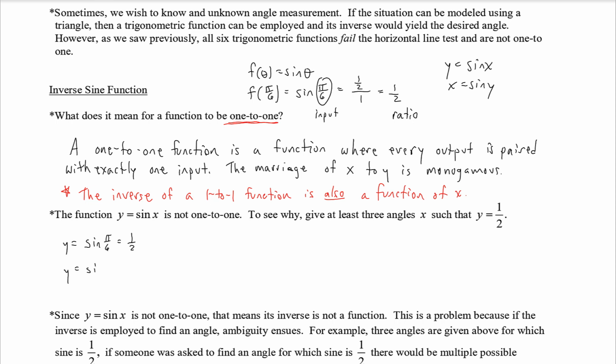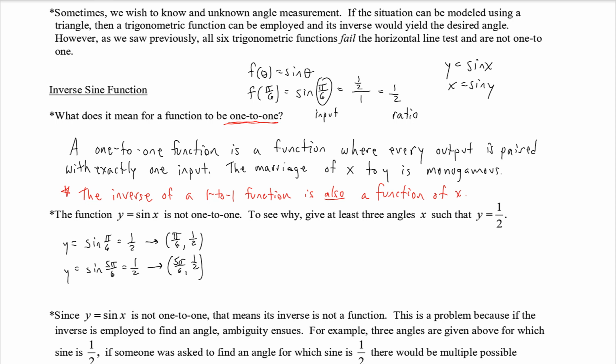But if I do sine of 5 pi over 6, it's also a half. I just found two inputs that are paired with the output of 1/2. So as a coordinate, this would be (pi over 6, 1/2), and this one would be (5 pi over 6, 1/2). So this y value of 1/2 is dating two different x values. It's dating pi over 6 and it's dating 5 pi over 6. So it's not a monogamous relationship.